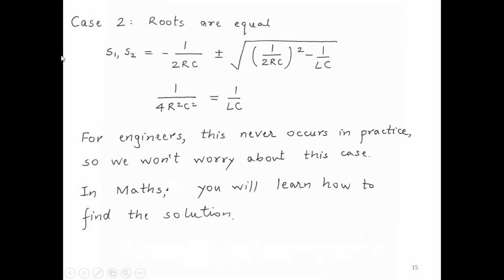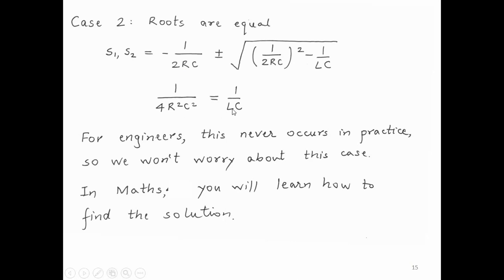Okay, let us do case 2, which is the roots are equal. So case 1 was the roots are positive. When are the roots equal? The roots are equal when the square root is 0. If the square root is 0, then S1, S2 both are minus 1 by 2 RC. And that happens when this condition is satisfied, right?